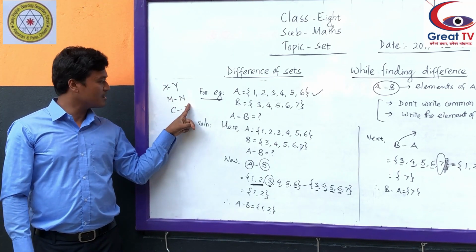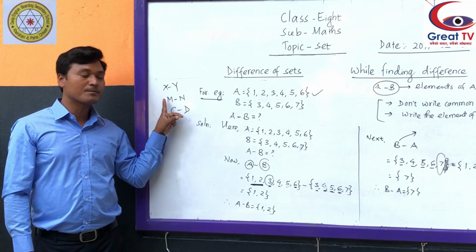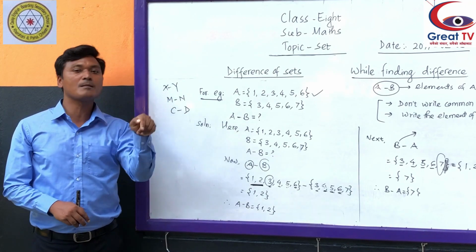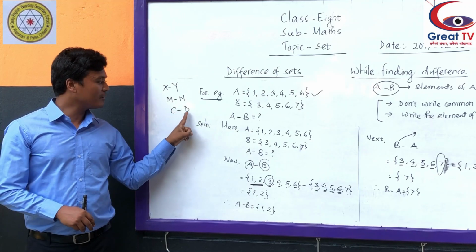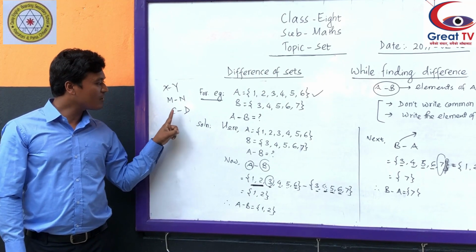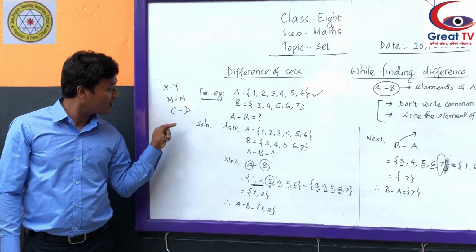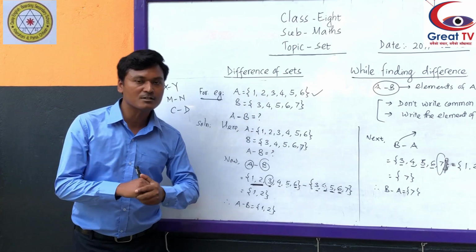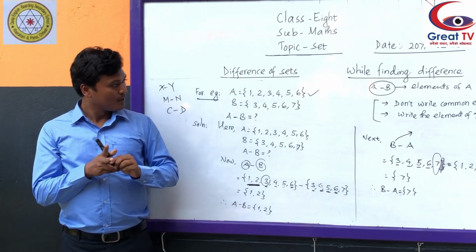While finding M difference N, don't write common elements of M and N. Write the remaining elements of the first set, that is M, only. While finding C difference D, don't write common elements of C and D. Write the remaining elements of the first set, C, only. So by this concept, you can find the difference between any two sets easily.